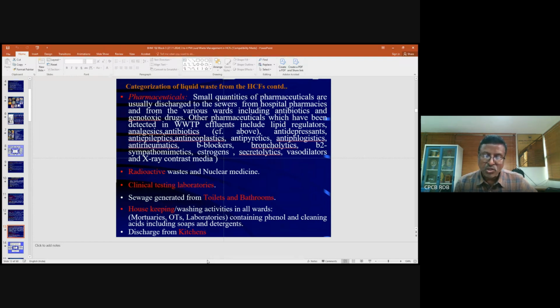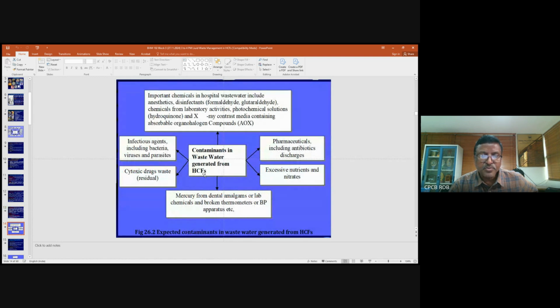Sewage generated from toilets and bathrooms may also contain residual pharmaceuticals, because urine may contain residual medicines, which may contaminate the wastewater from hospitals. Housekeeping activities in all wards, such as the mortuaries, operation theaters, and laboratories, may contribute phenol and cleaning acids, including soaps and detergents. Discharge from kitchens is also a possible liquid category. These are all as per the WHO, and these are the contaminants in wastewater generated from hospitals. I have given them in the form of a diagram, which you can see in your syllabus also.